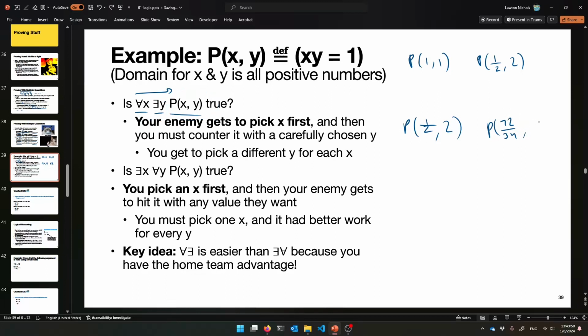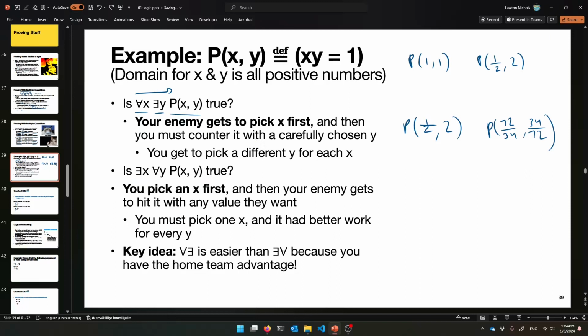You sure do, because you have the inverse. You can just say, all right, I choose as my y for your x 34/72, and now you multiply them together, their inverses, you get 1. So that's not too bad. If you get to go second, like you have home team advantage, that works out. All right. This one is a bit harder. This one might be false. So this is a true statement, because you can always find a y after your enemy picks a bad x. To make this true, you can pick the inverse. All right. So this one, we're not going to have an easy time with.